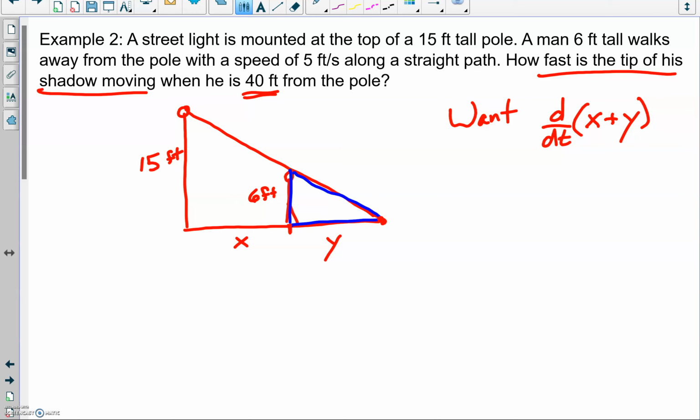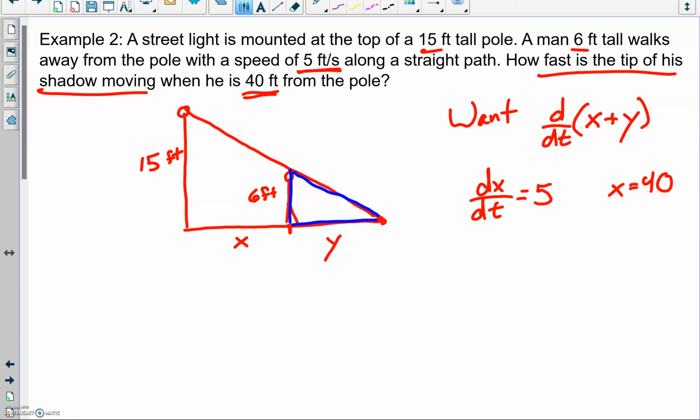What are we given? Well, we got the 15 foot, the 6 foot already in the picture. We got those there. Oh, and then it's telling me that he's moving away from the pole 5 feet per second. So that's really the change in the X. So we're given dx/dt is equal to 5. I'm not going to bother writing the feet per second here. And then we're also given that X at some point is going to equal 40.